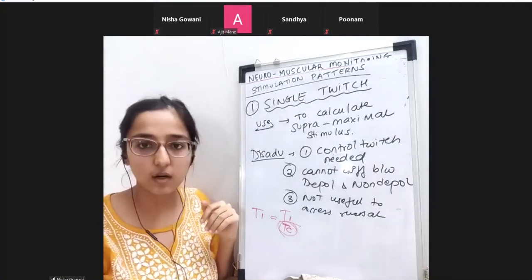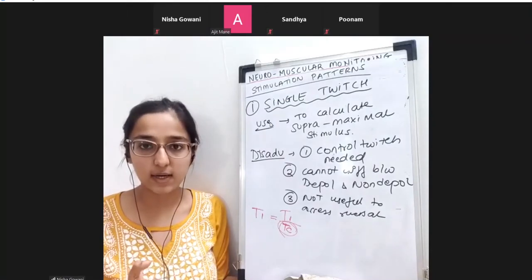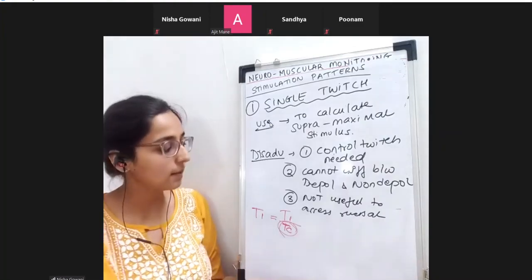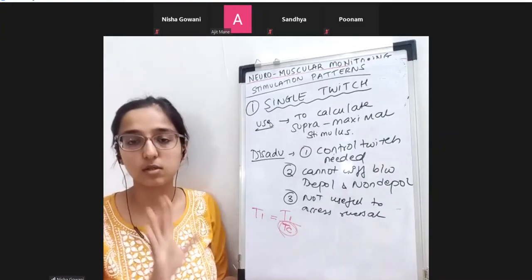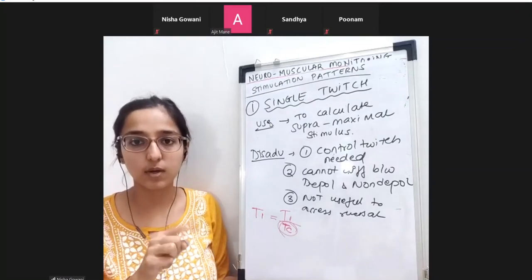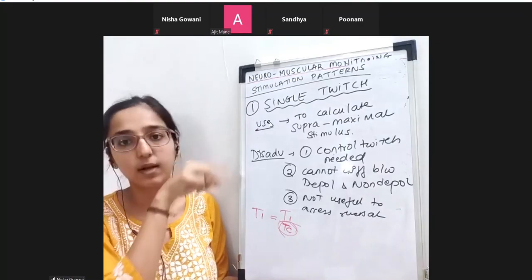So is this understood, what is single twitch? Am I saying you cannot compare between depolarizing and non-depolarizing? You will understand that ahead in train of 4. Because here we are seeing only one response. In the beginning you saw one control response, and the height of that response, that amplitude, was measured on your screen.